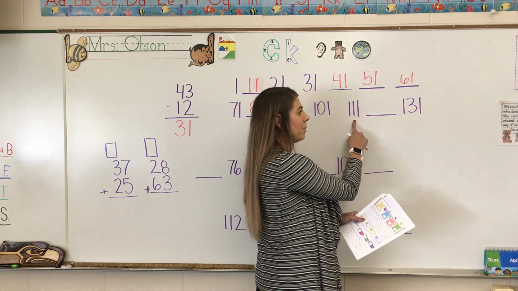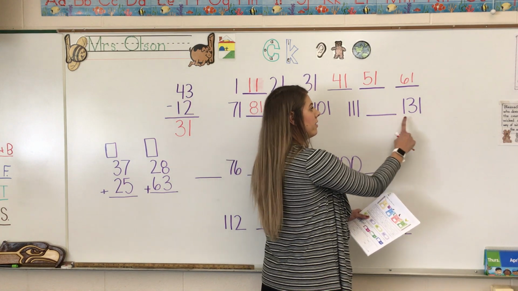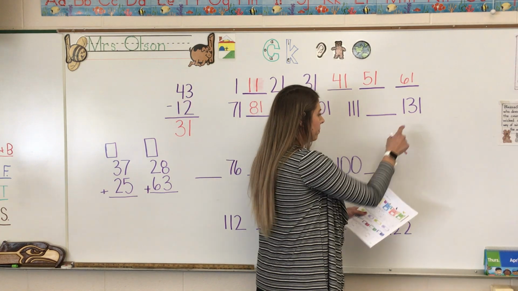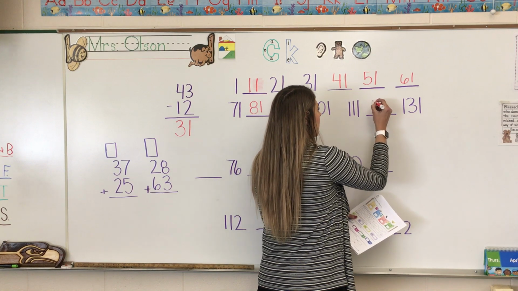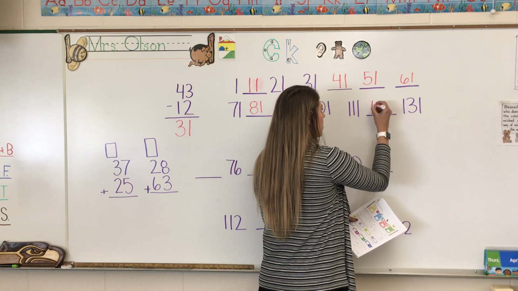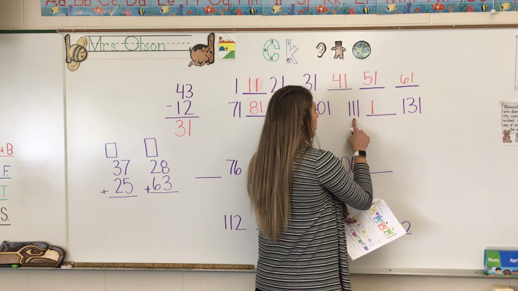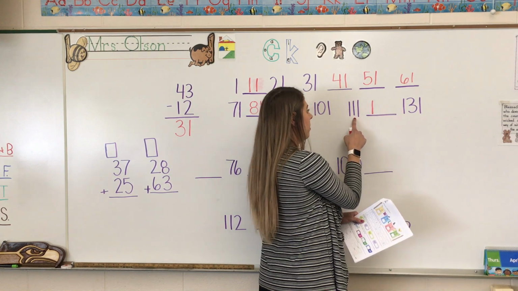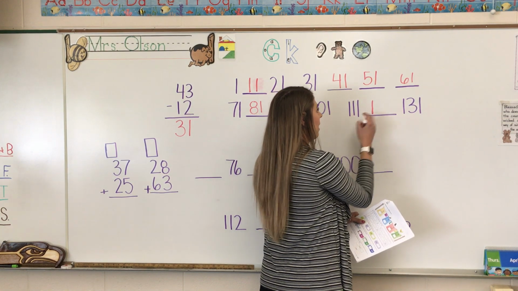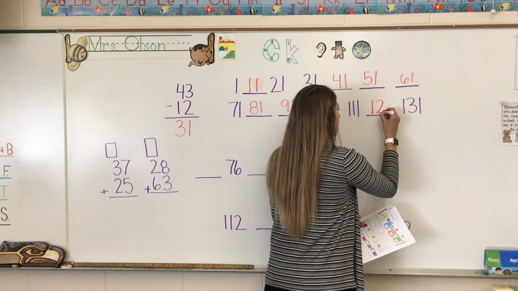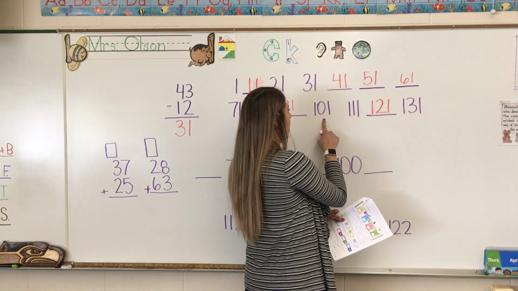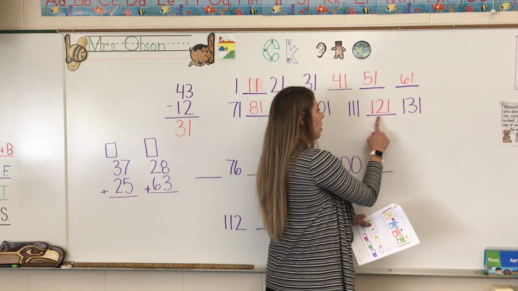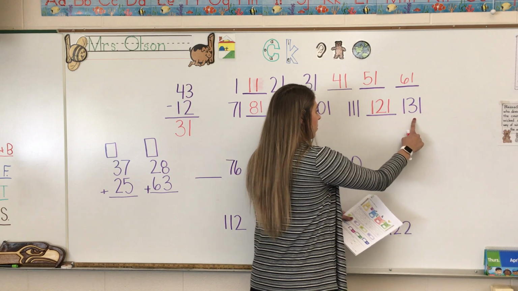And then we need to know what comes between 111 and 131. We know there's going to be a 1 in the hundreds place. And we're only changing the tens place, remember? So the 1 is going to have to change to a 2 because we're counting up by 10. And then we're going to add our 1 at the end. So it goes 101, 111, 121, 131.